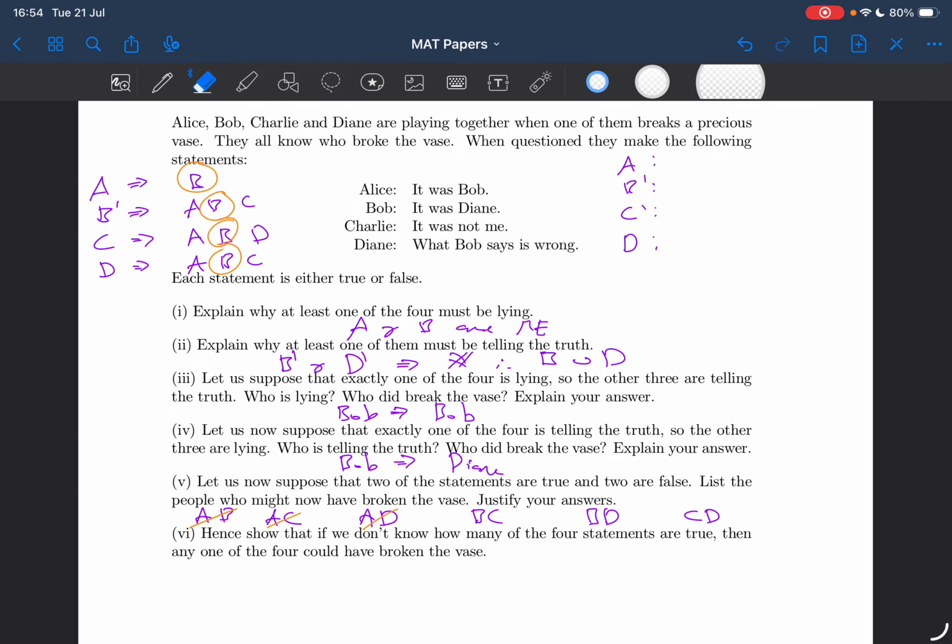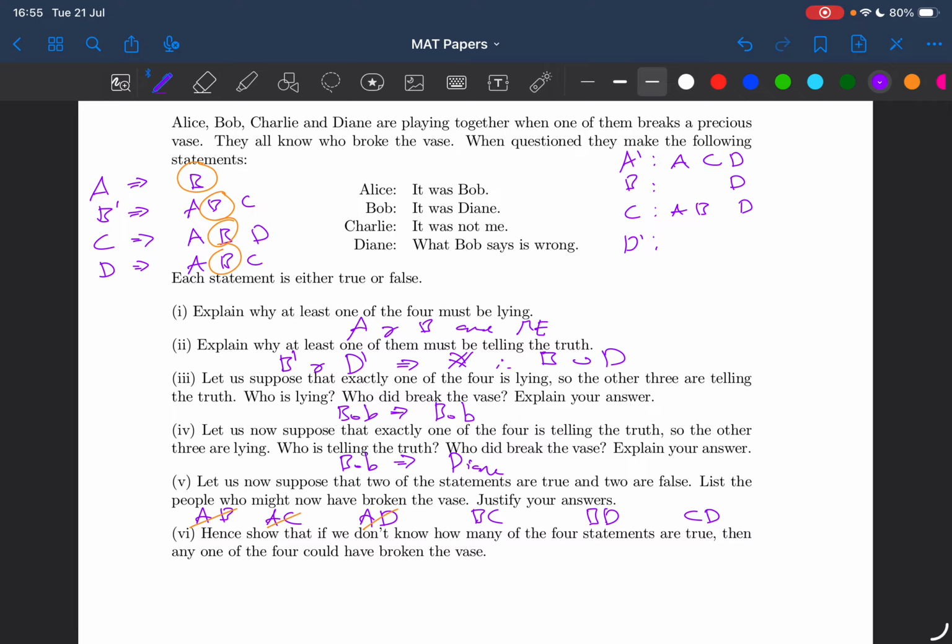Let's change this again then. So we want B and C telling the truth this time. So just the opposite thing. So A is lying, D is lying, B with the truth, C with the truth. So A lying, it was Bob. It was not Bob, therefore, so it could be A, C, or D. B is telling the truth. It was Diane. C is telling the truth. It was not me. So it's A, B, or D.